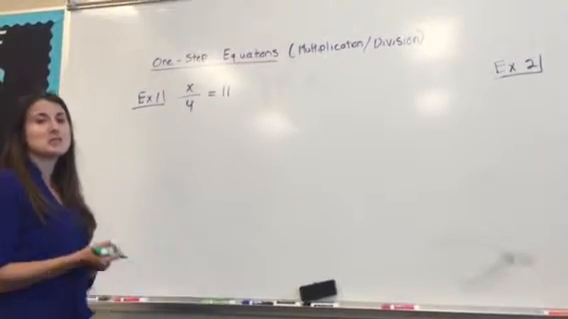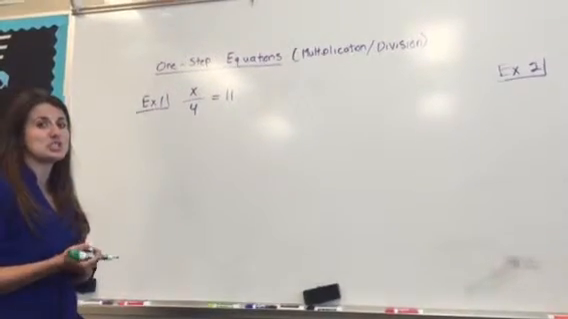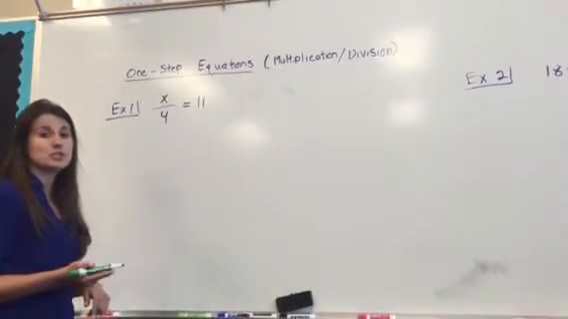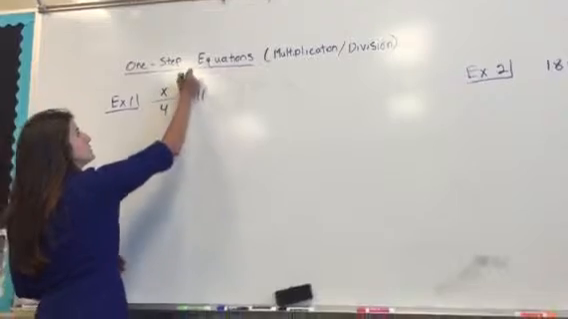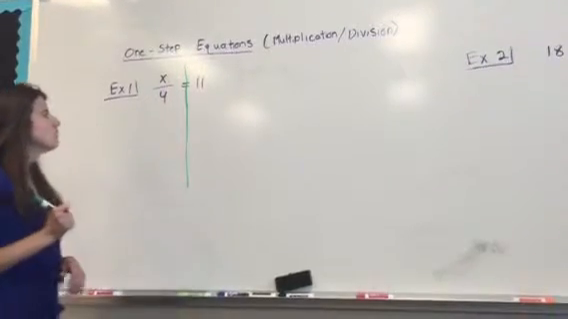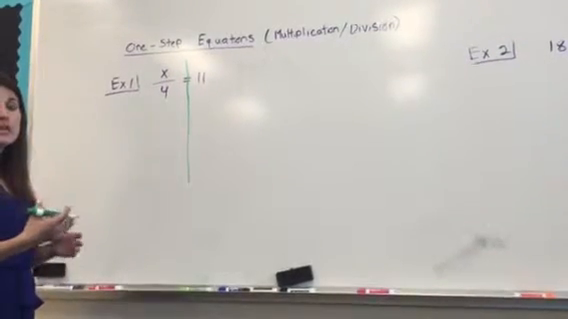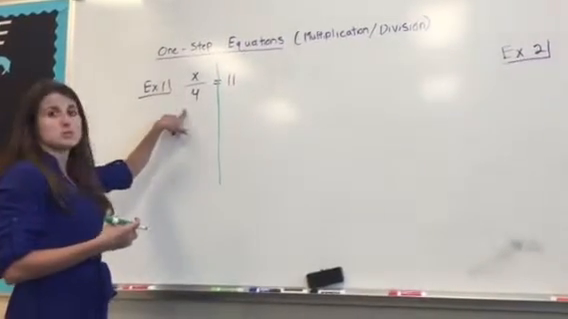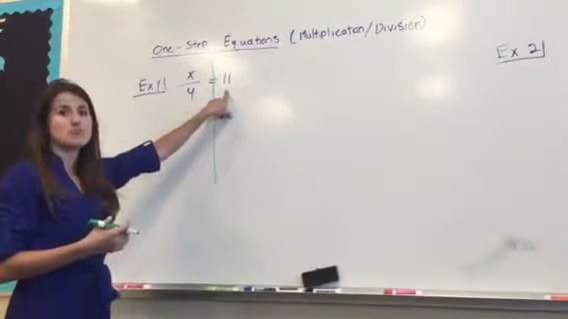Today we're going to talk about solving one-step equations with multiplication and division. With solving any equation, the first thing you want to do is draw your line through your equal sign, and then look and see if you can simplify anything on either side of your equation. There's nothing here: you can't combine x with 4 on this side, and 11 is by itself.